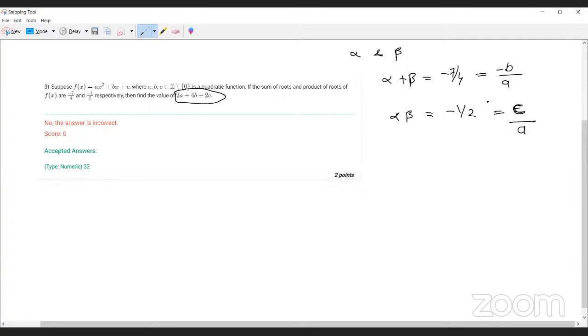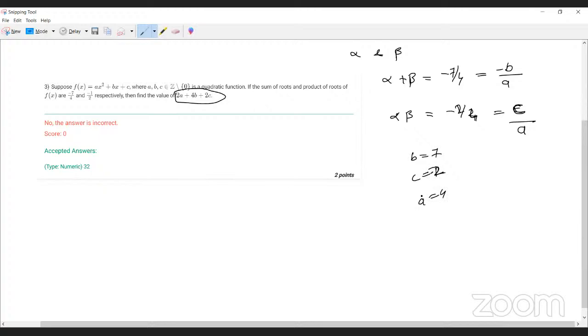So b's value will be 7 and c's value will be 1, and we have to equate the value of a in both the conditions. So for c by a, multiply both numerator and denominator by 2. Then it will be -2 by 4, so c's value will be -2. So is it correct? I don't think so, sir.